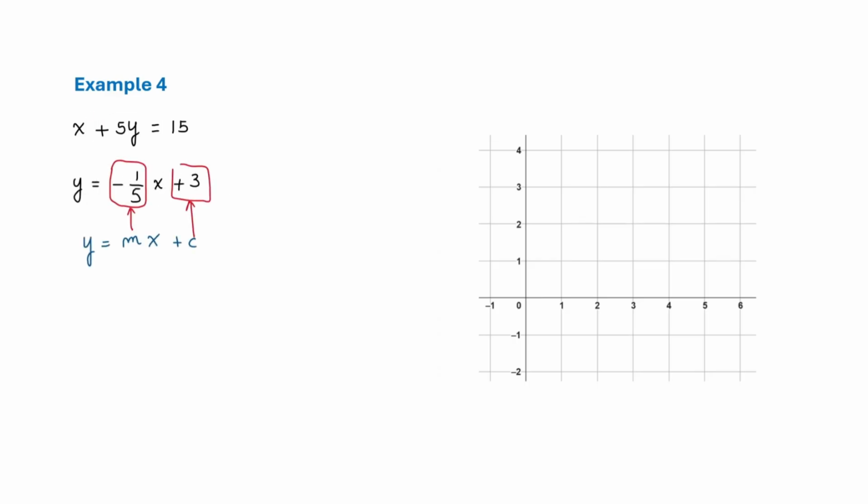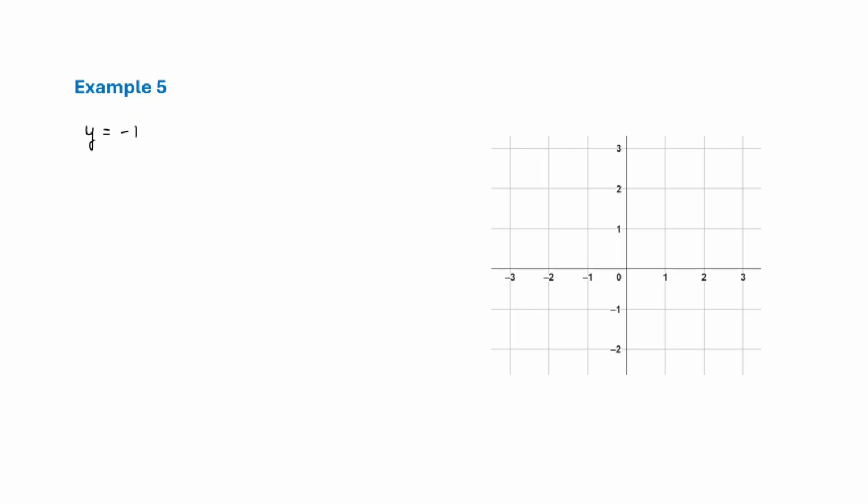From this equation, c is 3. So the y-intercept is the point (0, 3). We plot this point on the graph. The gradient, m, is negative 1/5. We can write this as negative 1 over 5. This means the rise is negative 1 and the run is positive 5. So, from the y-intercept, we move 1 unit down and 5 units to the right. This gives us a second point on the line. Now we have 2 points, so we draw the straight line through them. This is the graph of x plus 5y is equal to 15.